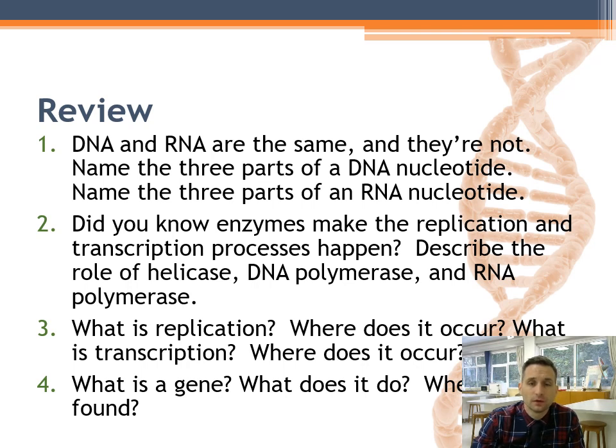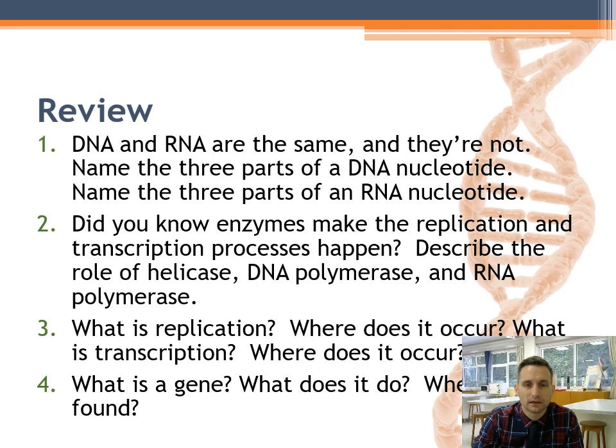For number 2, we know that enzymes do help those processes happen. Helicase is the enzyme that's going to break apart the hydrogen bonds in the DNA molecule, opening up a replication fork. And the DNA polymerase is the main enzyme that will begin to attach free nucleotides by reading the nucleotides of the parent strand and base pairing them together. RNA polymerase, that's the enzyme that's doing pretty much the same thing, but instead of producing DNA, it's producing RNA during transcription.